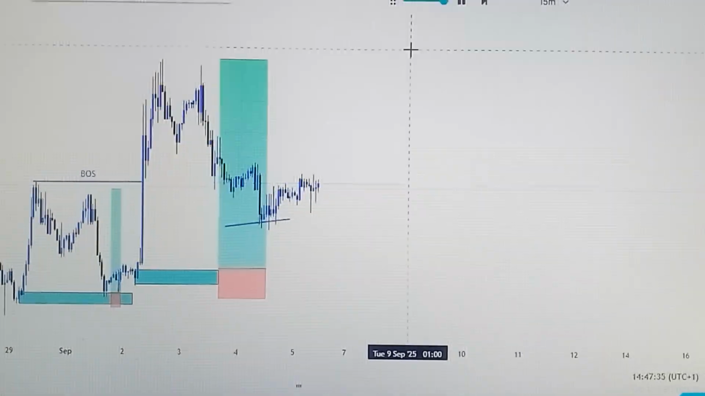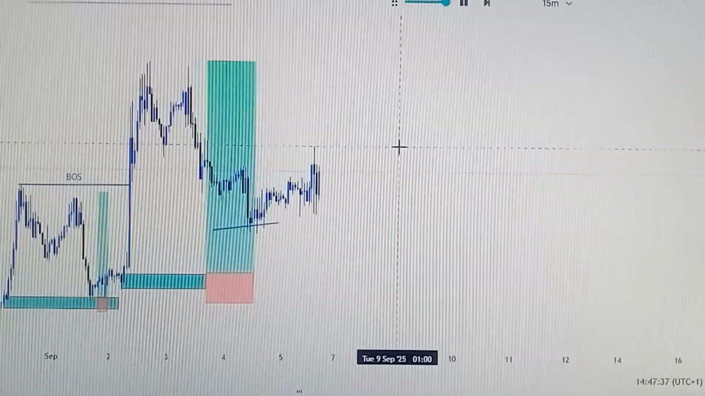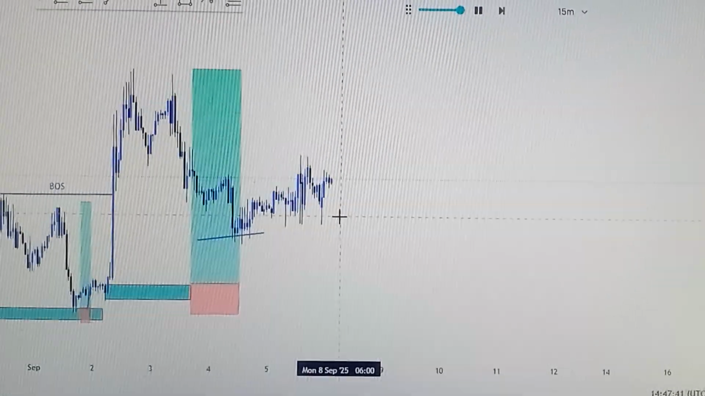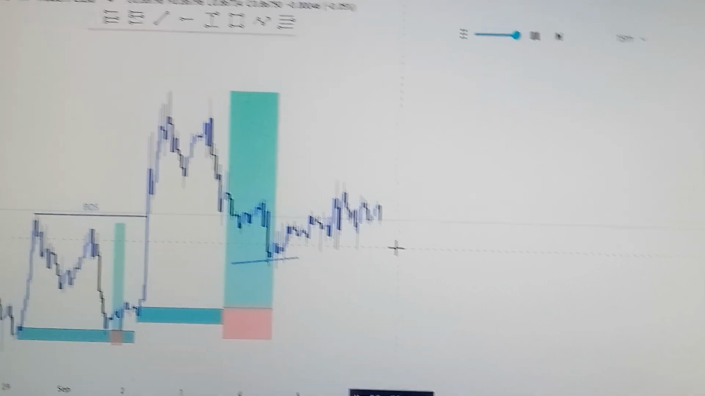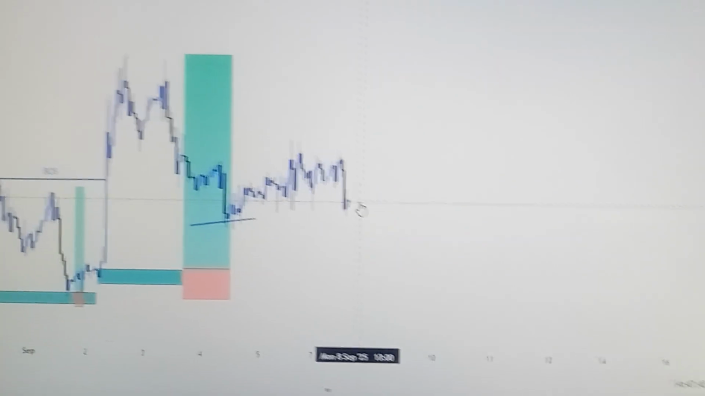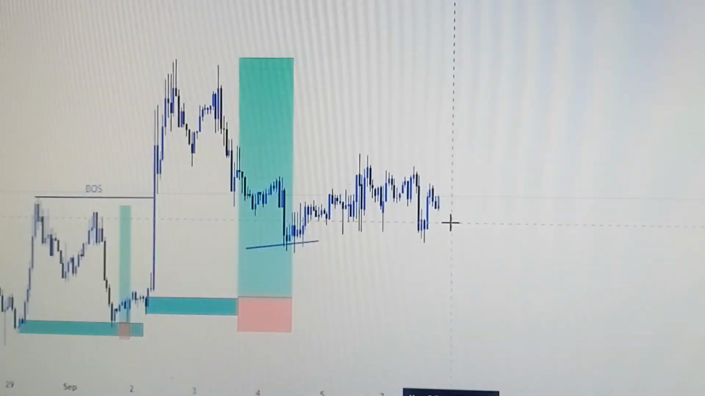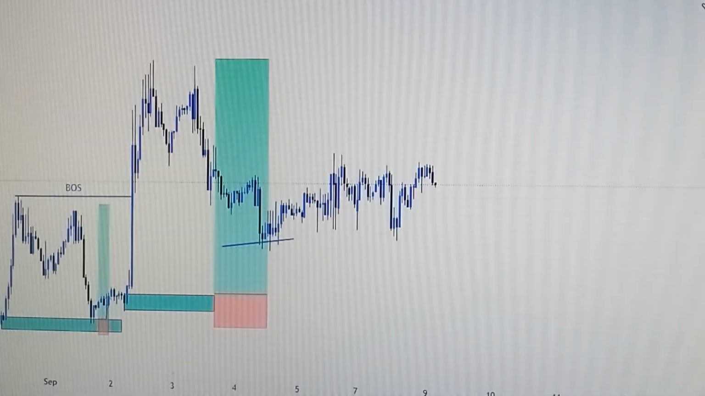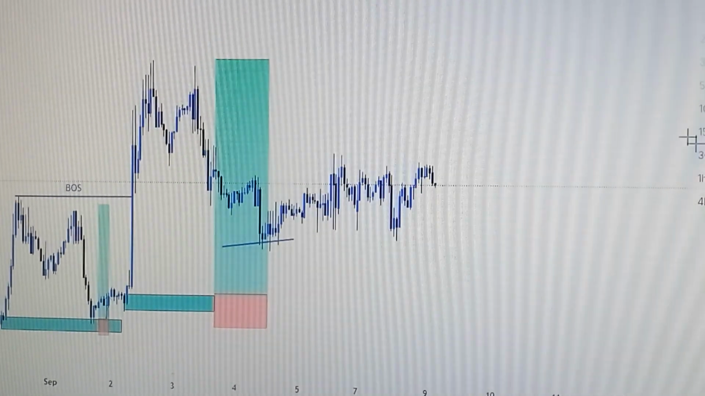As you can see, price took some good time before mitigating my order block, but finally it had to come and mitigate it, then run straight to take profit. Let's be patient and wait. Add on the speed.